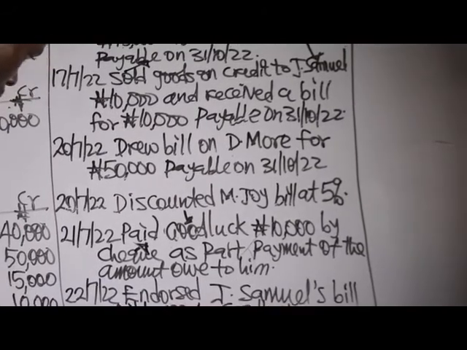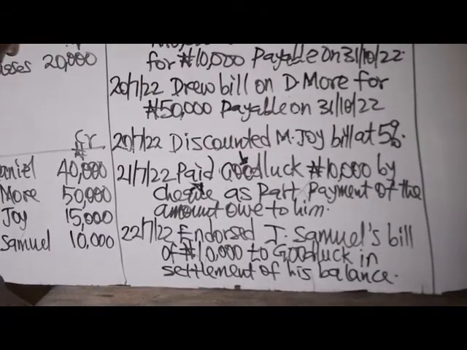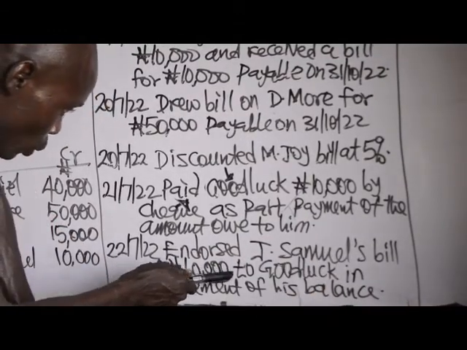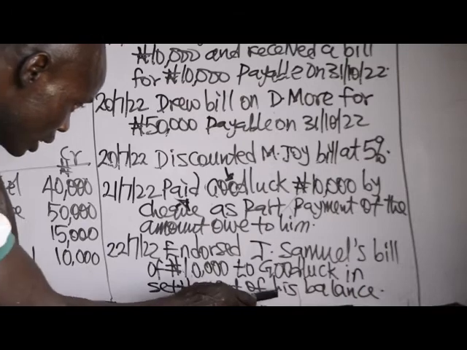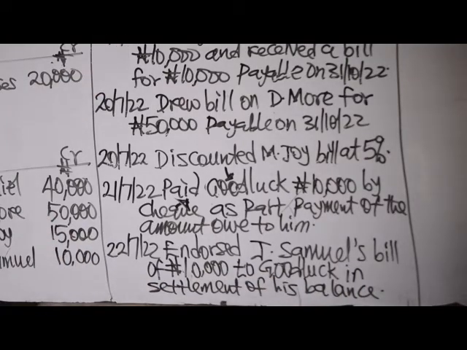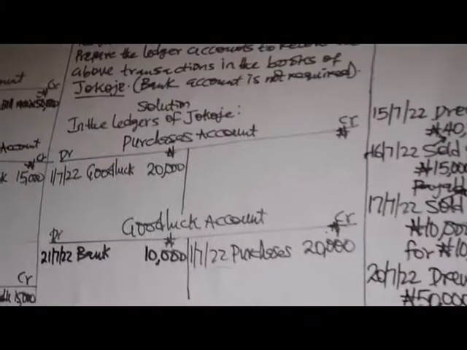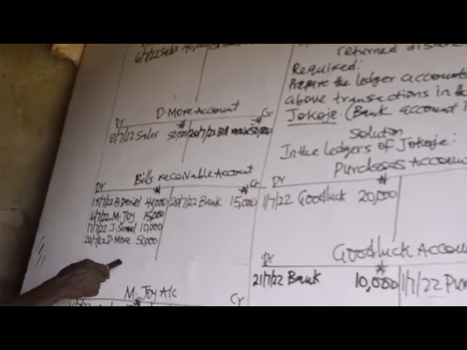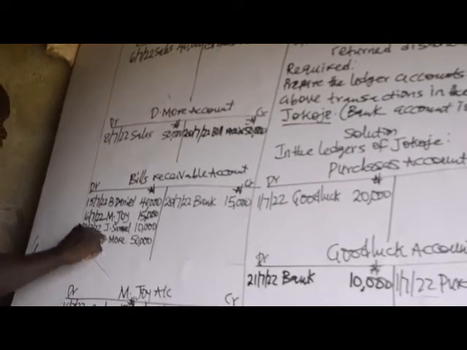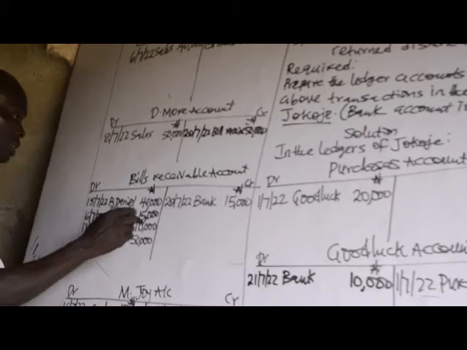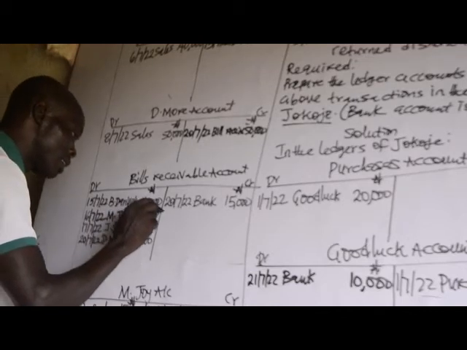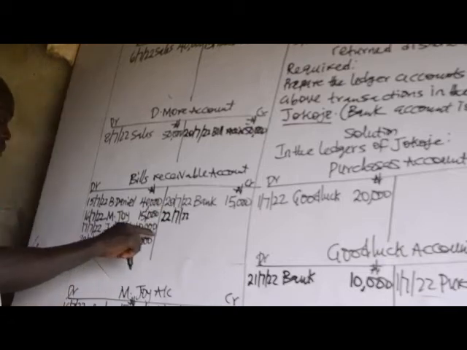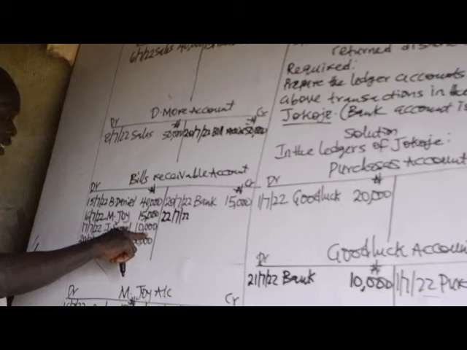So we have debited the Good Luck account and bank account will be credited as part payment of the amount owed to him. On the 22nd of July, endorse J. Samuel B. of 10,000 to Good Luck in settlement of his balance. The bill has been included in this receivable. You want to endorse it to the third party. That means it goes out of the business receivables account.